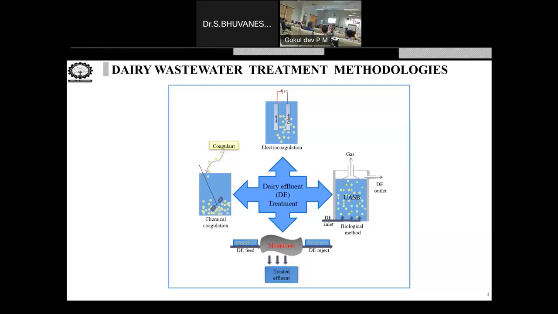Yeah. So the reject, which is retained on the membrane, its disposal will be a very big problem. And it has a lot of valuable content also, and we have to see how to recover valuable content from that reject. All those things are certainly very complex in nature.